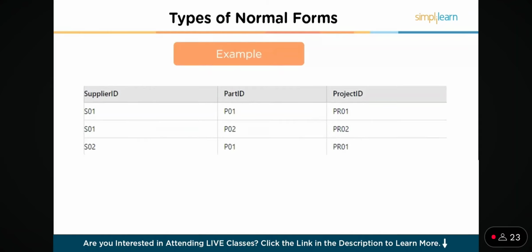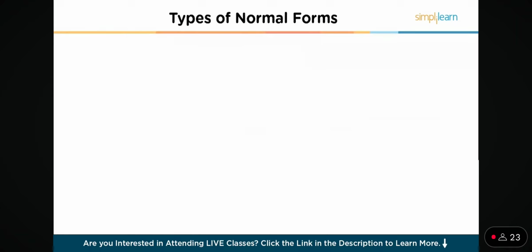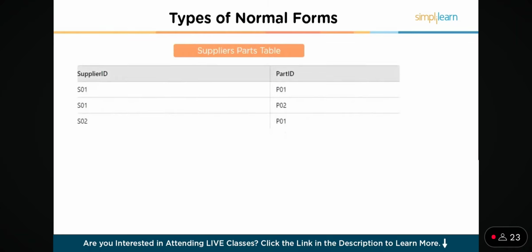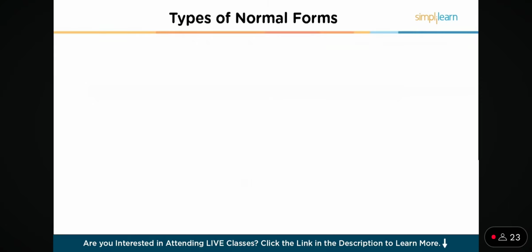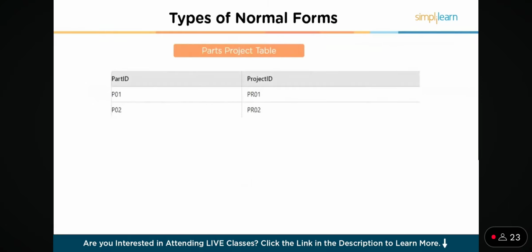The table has a complex relationship between suppliers, parts, and projects that can be decomposed further. So how do we convert this into fifth normal form? In order to achieve 5NF, we break the table into smaller related tables: the suppliers parts table, the suppliers project table, and the parts project table. By decomposing the table into 3 smaller tables, we remove the complex relationship and eliminate the join dependency, ensuring the tables conform to 5NF.